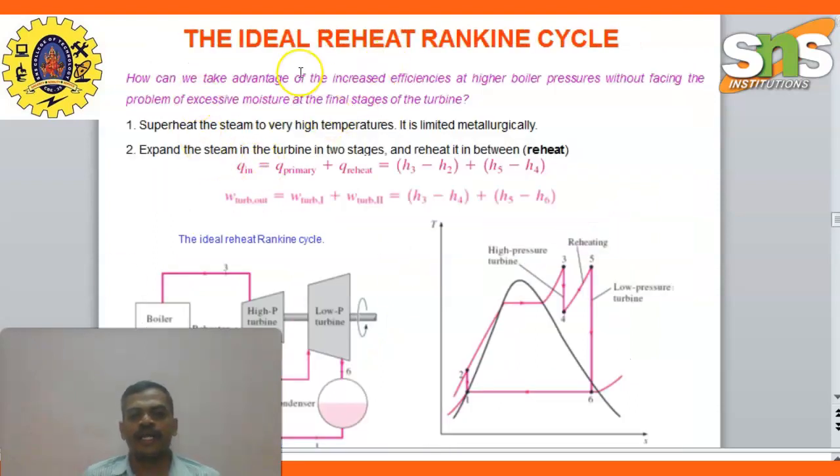Next is the ideal reheat Rankine cycle. Superheating steam to very high temperatures is limited metallurgically. The steam is expanded in the turbine in two stages, with reheat in between. These are the ideal reheat Rankine cycles.